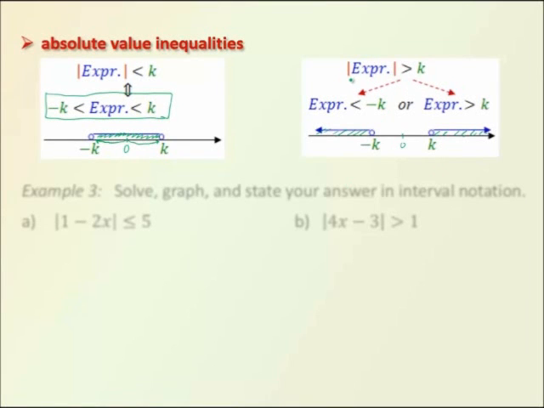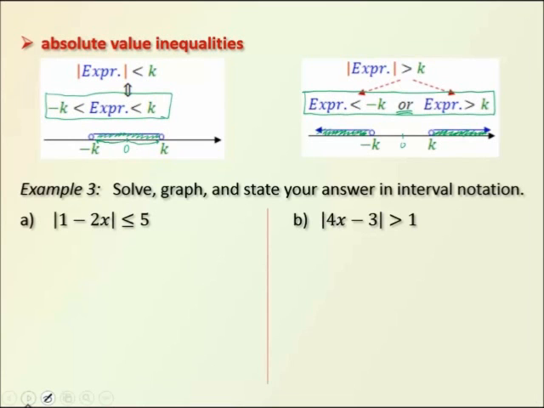So to drop the absolute value, we need to rewrite this as two inequalities connected by the word or. Either the expression is to the left of negative k, so it's smaller than negative k, or the expression is to the right of k, so it's larger than k. So again, to drop the absolute value, we rewrite it into two inequalities like this, connected with the word or, solve them separately, and then make sense of the final answer using the union of these two solutions. Let's see how it works in practice.